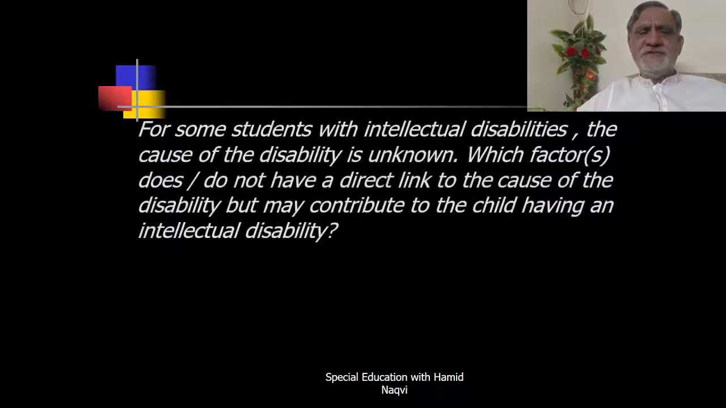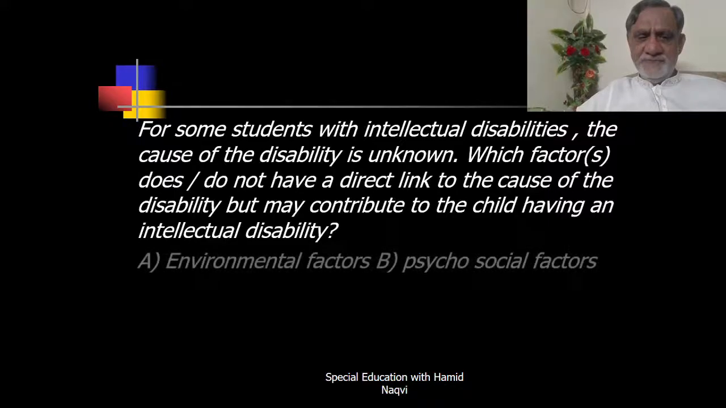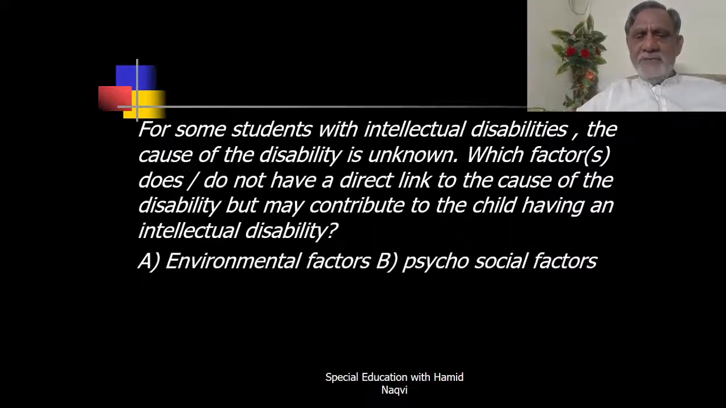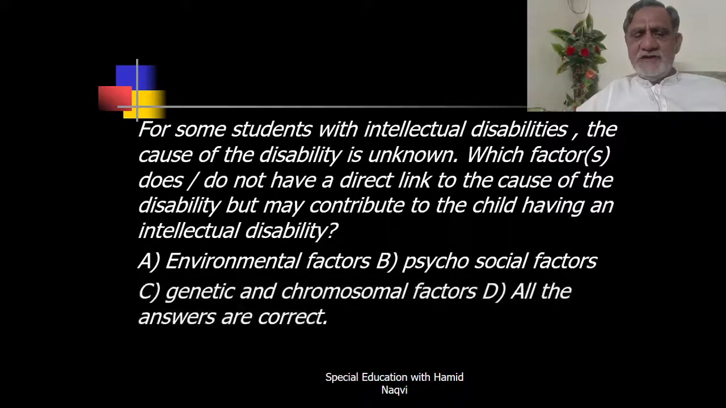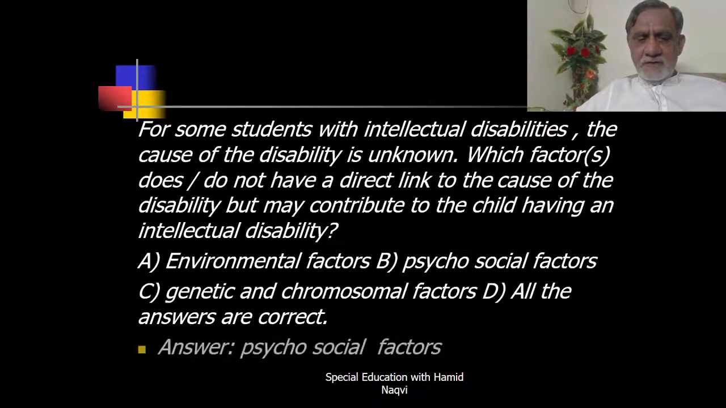Next question is, for some students with intellectual disabilities, the cause of disability is unknown. Which factors do not have a direct link to the cause of the disability, but may contribute to the child having an intellectual disability? Alpha, environmental factors; bravo, psychosocial factors; Charlie, genetic and chromosomal factors; or delta, all the answers are correct. Answer is psychosocial factors.